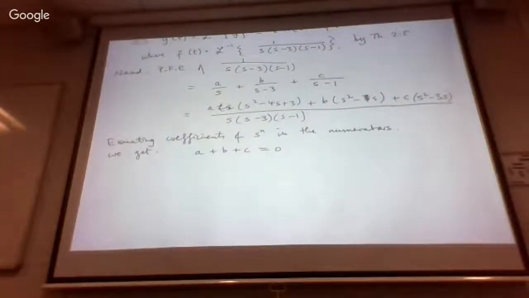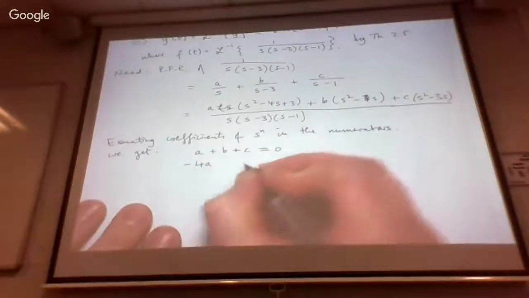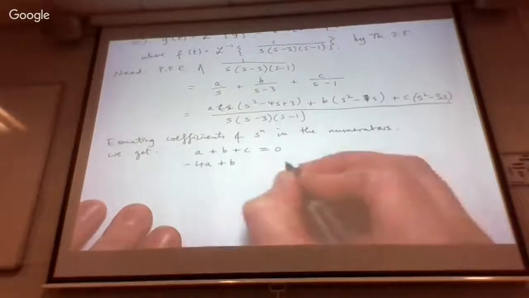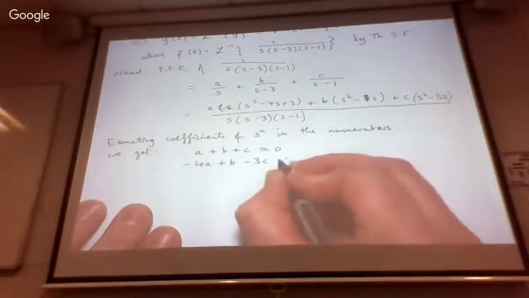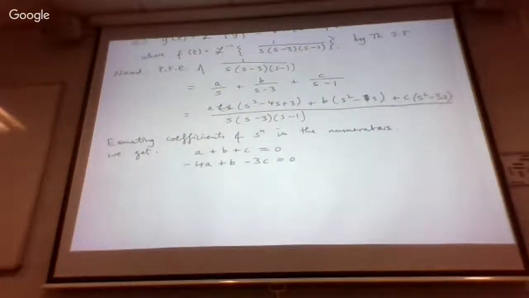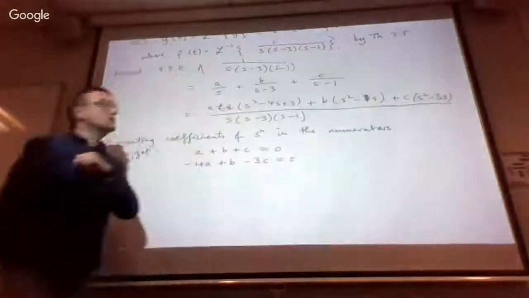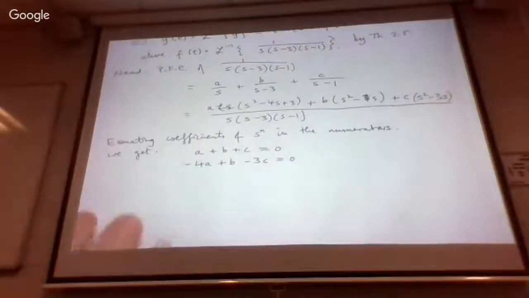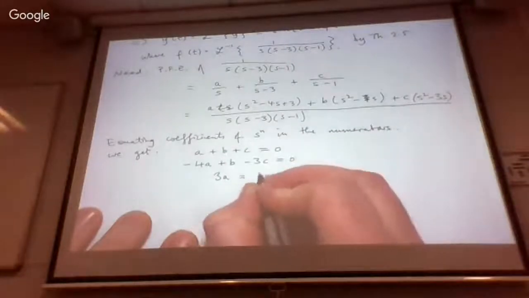What have we got in s's? We've got minus 4a plus b minus 3c in s's, and there's still no s's in the top. And what have we got in constants? Well, we just have 3 times a. There's no constant term in the other two. And there is a constant term in the first numerator, it's just a constant one.